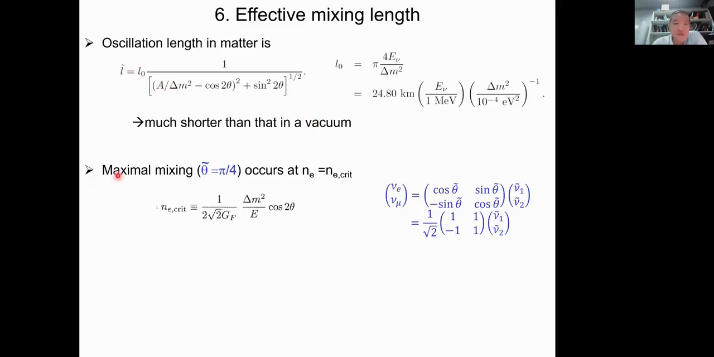And maximal mixing, corresponding to theta tilde equal to pi over 4, occurs at the electron number density corresponding to the critical value, this value. At that position, this mixing matrix becomes this one. So the electron neutrino and mu neutrino are equally contributed to by the mass eigenstates 1 and 2.